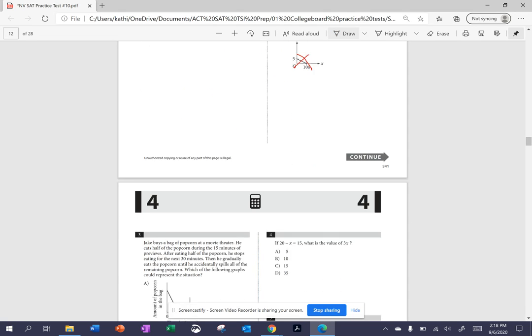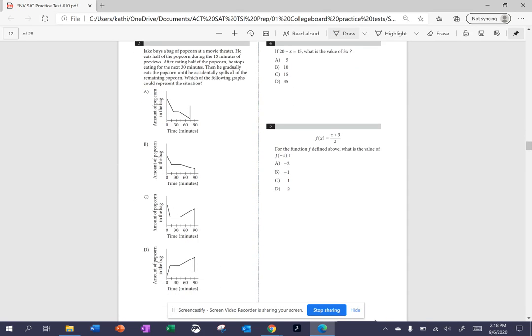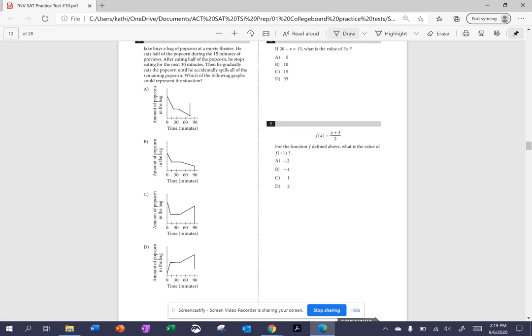All right, let's try number 3. Jake buys a bag of popcorn at a movie. He eats half of the popcorn during the first 15 minutes of the preview. After eating half the popcorn, he stops eating for the next 30 minutes. Then he gradually eats the popcorn until he eventually spills all of the remaining popcorn. Which of the following graphs could represent the situation?